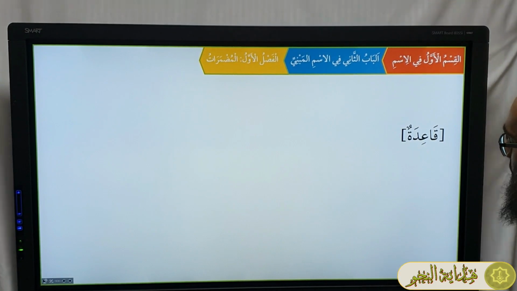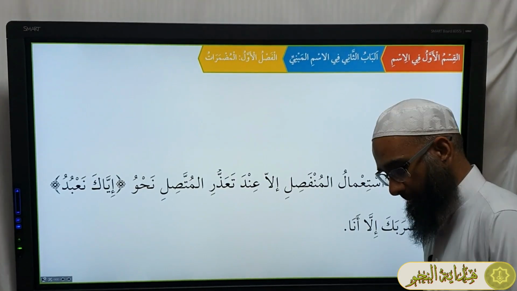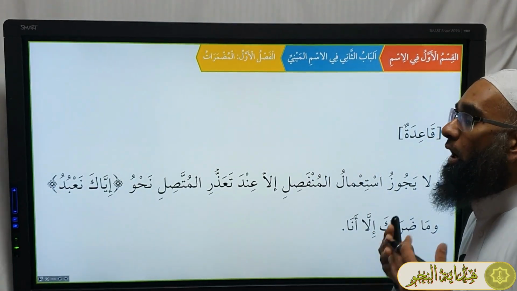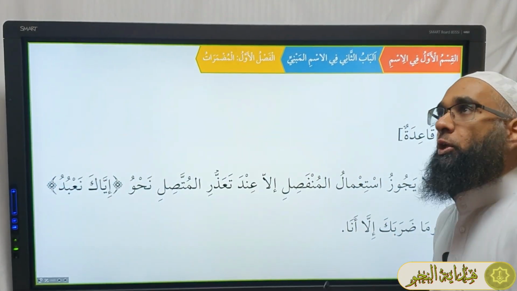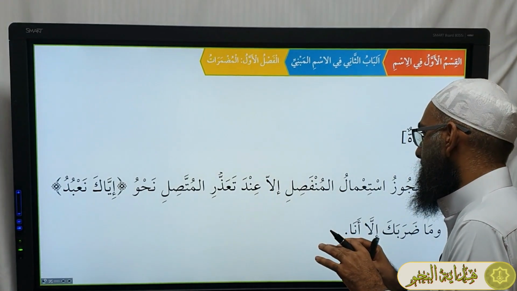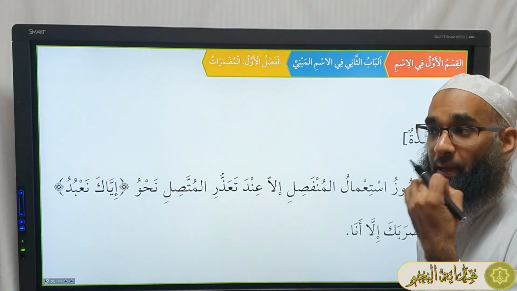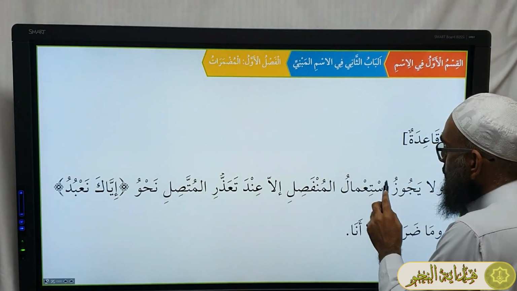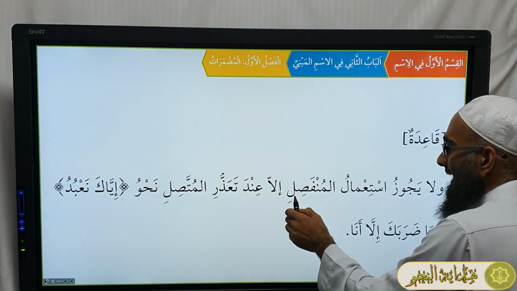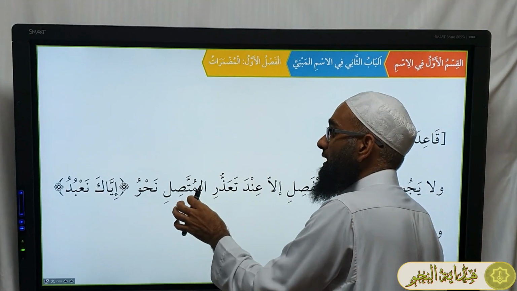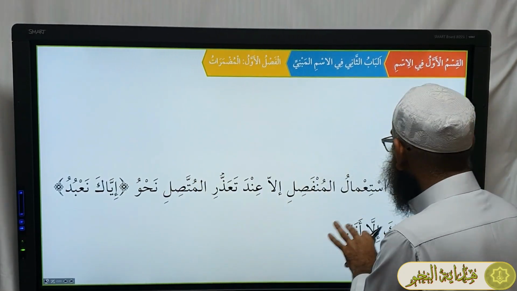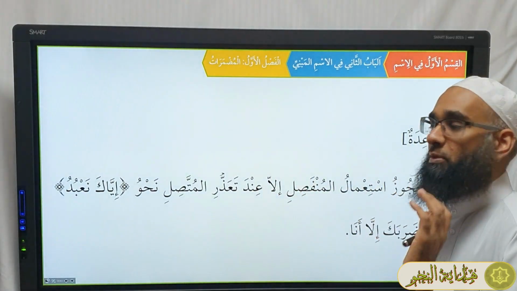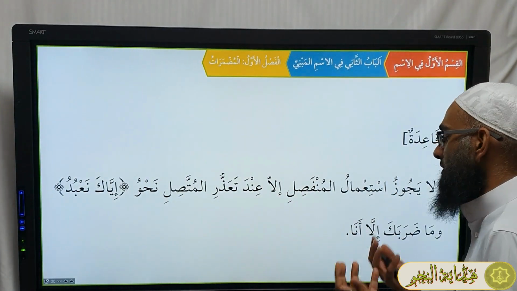Now he's saying, the next rule he's mentioning is that you have to use zamir muttasil unless you can't use munfasil. You have to use muttasil unless you can't. So muttasil comes first. If you can't, then you can use munfasil. So وَلَا يَجُوزُ اسْتِعْمَالُ الْمُنْفَصِلِ إِلَّا عِنْدَ تَعَذُّرِ الْمُتَّصِلِ. You can only use zamir munfasil when the zamir muttasil can't be used. It's not possible to use zamir muttasil.